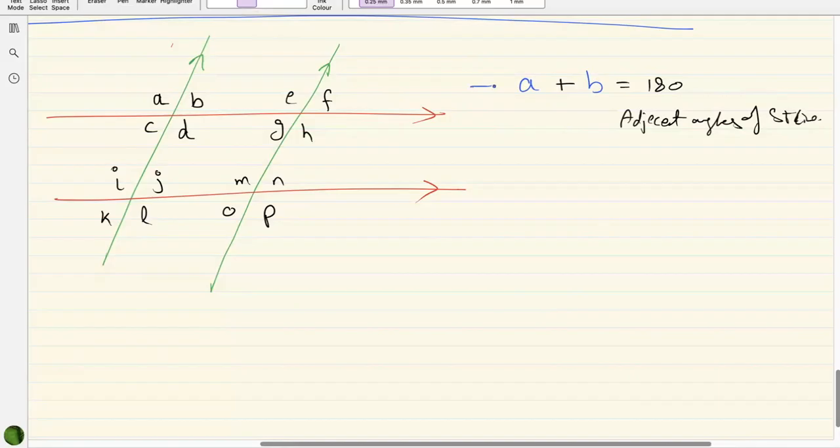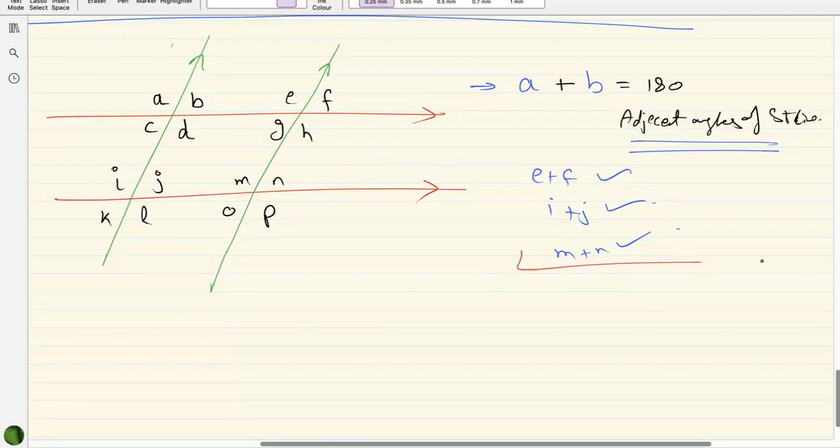So name any other example other than A plus B for the same property. E and F, I and J, M and N, K, L, O, P, G, H. There are many. That's correct. And let's move on to the next property.